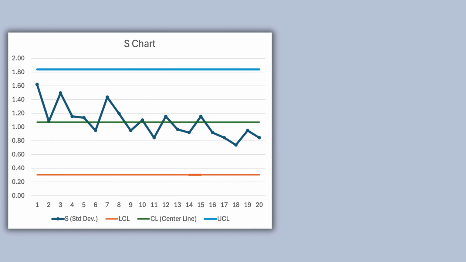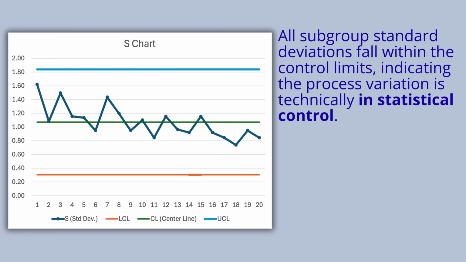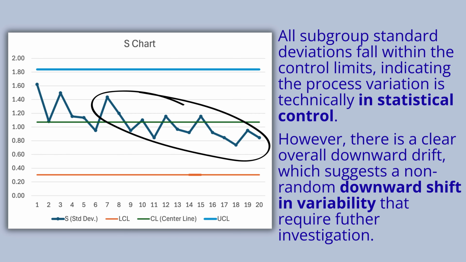Now, let's interpret the S chart first because process stability must be confirmed before analyzing the average. In the S chart, all subgroup standard deviations fall within the control limits, indicating the process variation is technically in statistical control. However, if we look at the data from subgroup 7 onwards, there is a clear overall downward trend with minor fluctuations, which suggests a non-random downward shift in variability that requires further investigation.